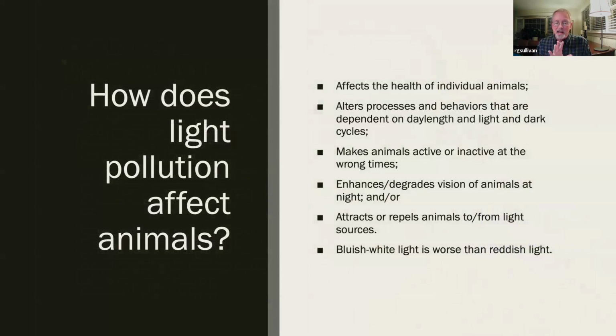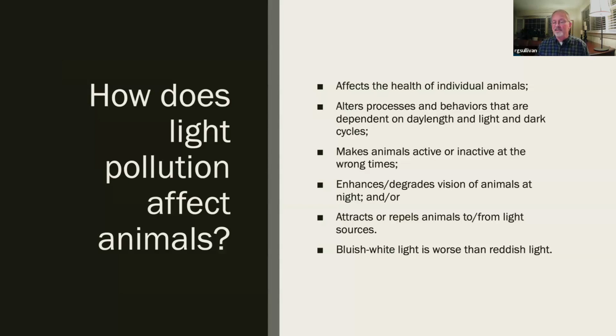So to summarize how light pollution affects animals, and then I'll give some examples of this. It can affect the health of individual animals through sleep disruption and melatonin suppression, but it also can alter their behaviors or processes that they undergo as part of their active life that are dependent on day length and light and dark cycles. So a lot of animal behavior, and actually plants, is affected by day length.